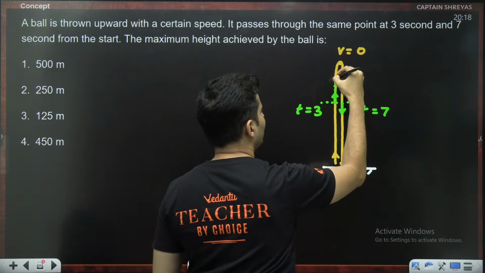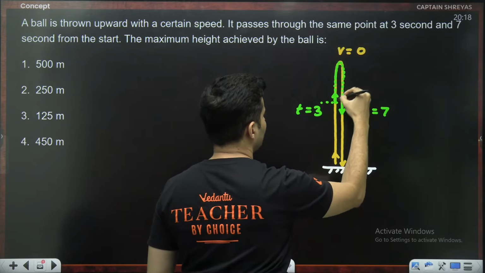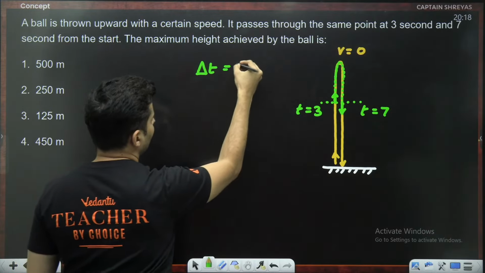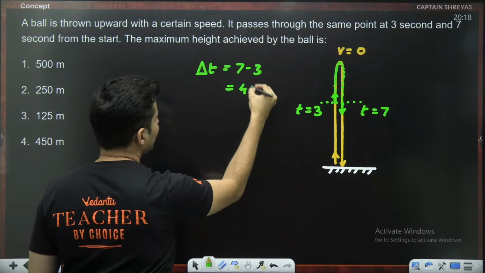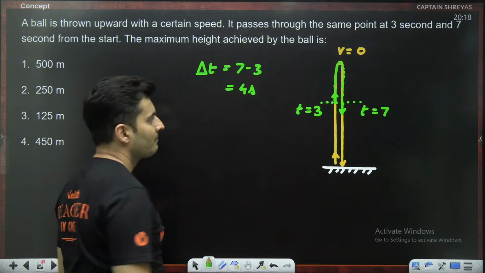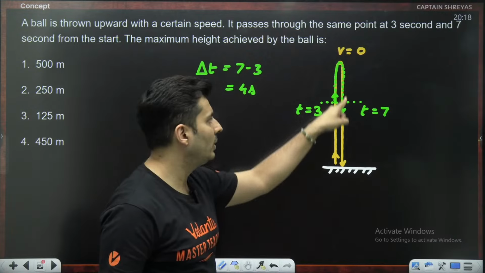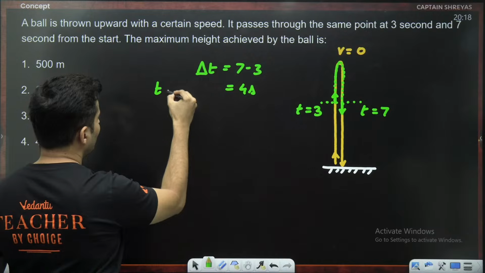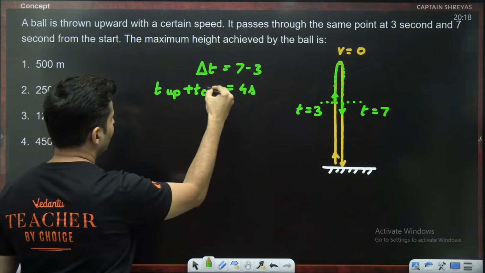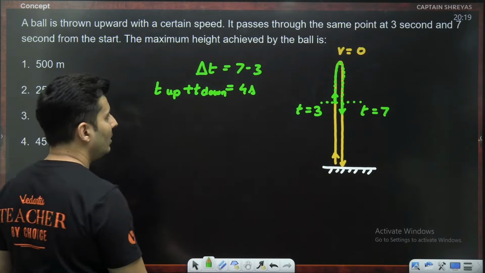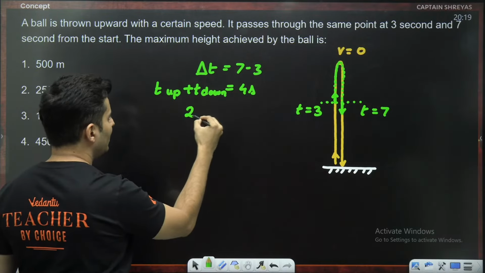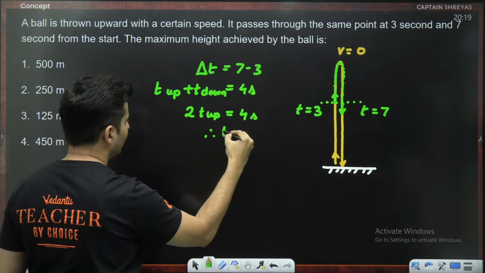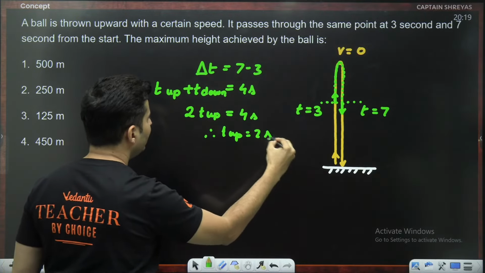how much will it be? Just this much part. Can you guess how much that time will be? Delta t. It will be 7 minus 3, which is 4 seconds. That's the total time from this point to this point. So this includes the time taken to go up plus the time taken to come down, and both of them are equal. So the time taken to go up 2 times is 4 seconds. Therefore, the time taken to go up is 2 seconds.